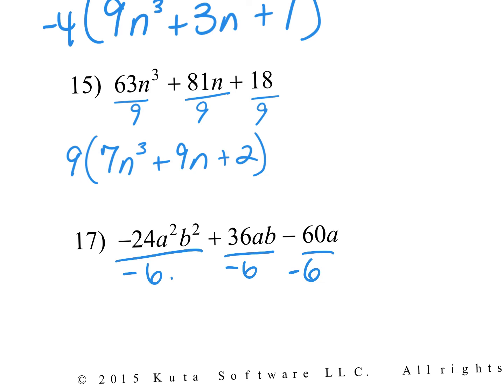I can take out an A from all of them. Can I take out a B from everything? No, because not every term has a B. But we have our negative 6a out in front. So negative 24 divided by negative 6 is 4.